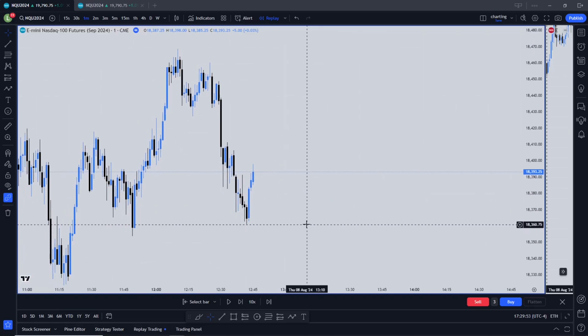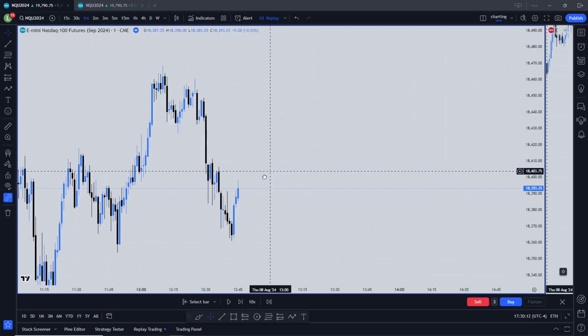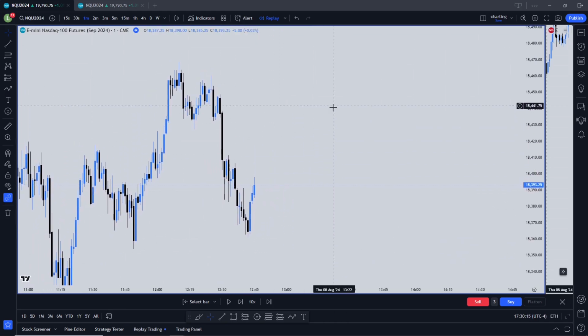This is something that I haven't gone over in any of my videos yet, so this might be new to some of you guys. If not, I hope this helps you understand it better if you already understand it. The first thing is going to be, what is an SMT divergence?